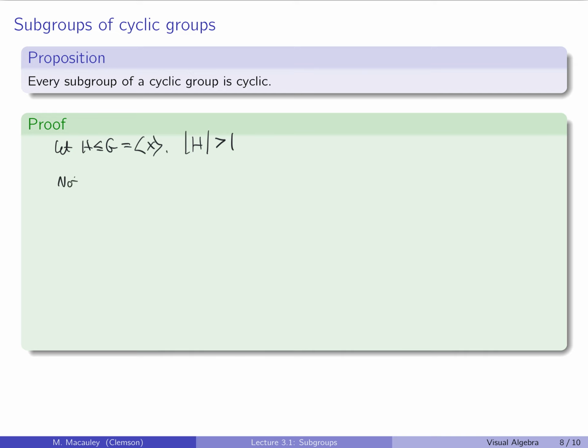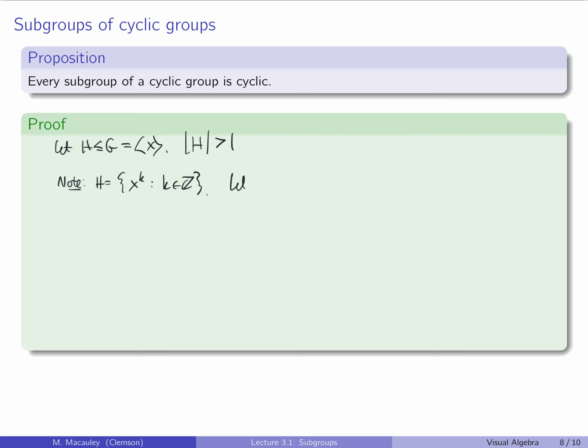So note that since G is cyclic, every element can be written as a power of x. Every element in H can as well. So H is some subset of powers of x. So let's write that. Powers could be positive or could be negative. Now, of course, if this is a finite group, we can assume that the powers are all positive. But this could be the infinite cyclic group.